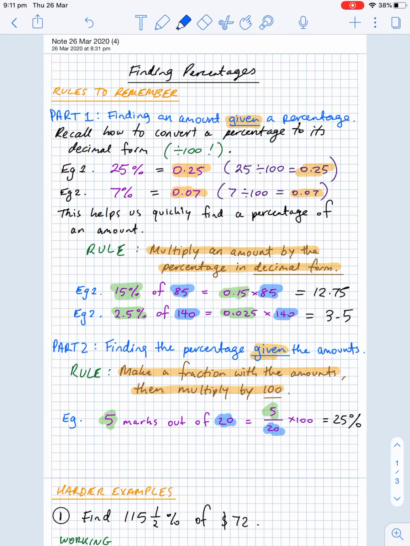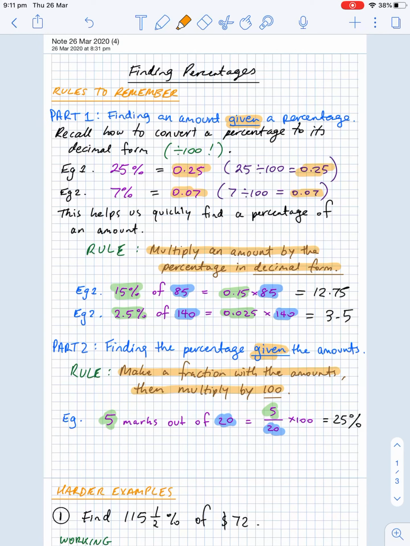For today's lesson, we're going to be doing some percentage stuff. So first up, we're going to be calculating percentages or finding percentages. Now, there's two parts to this lesson. There's two types of questions you're going to have to deal with. The first type of question is when you're finding an amount given a percentage. So I'm going to give you a percentage in this sort of question, and you've got to figure out what the amount is. So it's really important that you understand what sort of question is being asked, so you know which sort of method to use, whether part one or part two.